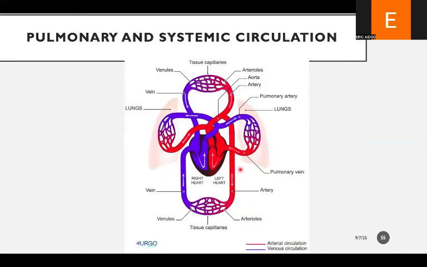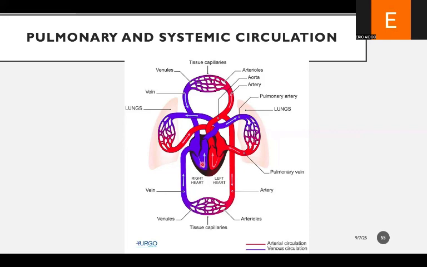So pulmonary and systemic circulation, as I've mentioned already, if we take the heart, these are the right chambers and these are the left chambers. So blood coming from the inferior vena cava will enter the right atrium. Those coming from the superior vena cava will also enter. The tricuspid valve will open, and then blood will come into the right ventricle.